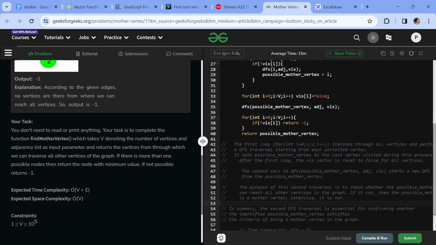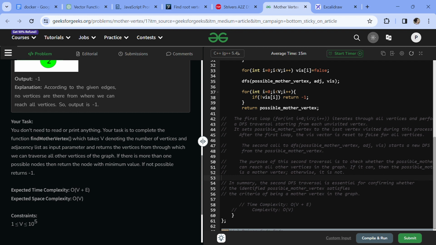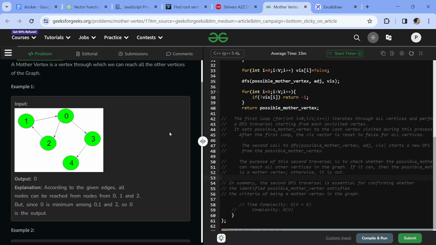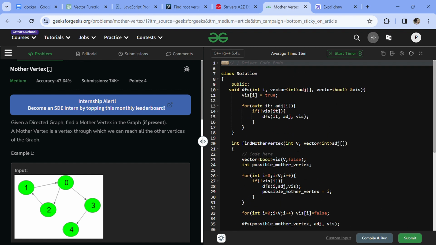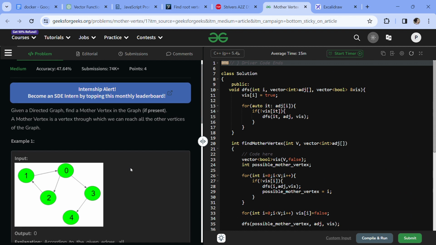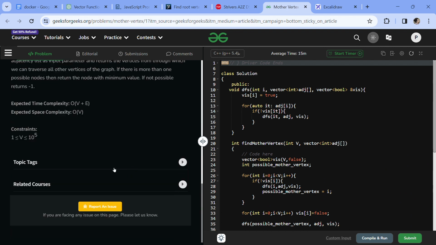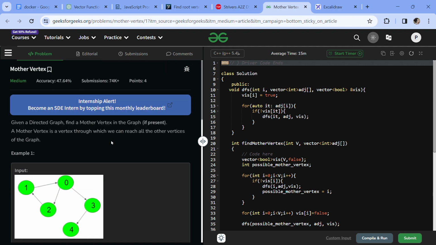This means that there is no parent or mother vertex present in that graph. The time complexity will be big O of V plus E. Here V stands for the vertices of the graph and E stands for the edges of the graph. And the space complexity will be big O of V, because we are calling DFS, so the recursion stack will take big O of V, where V is the number of vertices.